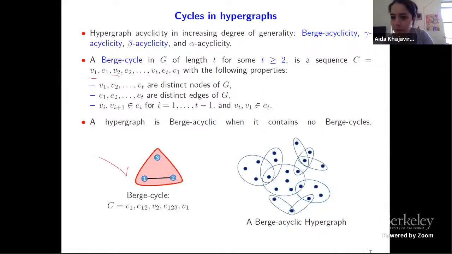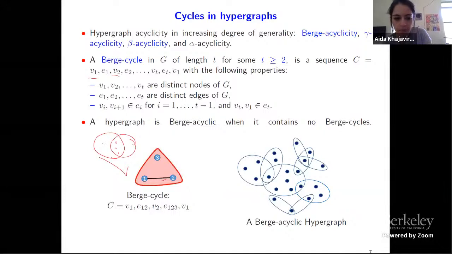Here is an example of a Berge cycle of length 2. Why is it a Berge cycle of length 2? Well, here's the cycle: V1, E12, V2, E123, and V1 again. So this is a Berge cycle of length 2. Indeed, you have a Berge cycle of length 2 whenever you have 2 edges that intersect in at least 2 nodes. Okay. And then we say that a hypergraph is Berge acyclic if there are no Berge cycles.